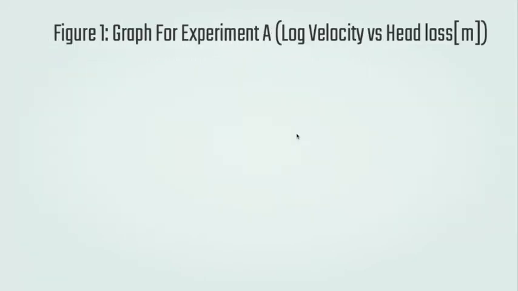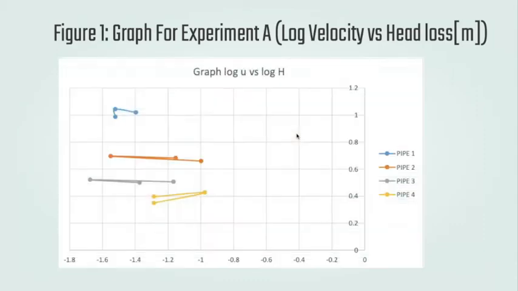What we have here is the graph for experiment A, where we plotted log velocity versus the head loss. As you can see on the screen, the graph is actually a bit weird. Type 1 has the highest amount of log u, while type 4 has the lowest amount of log u.